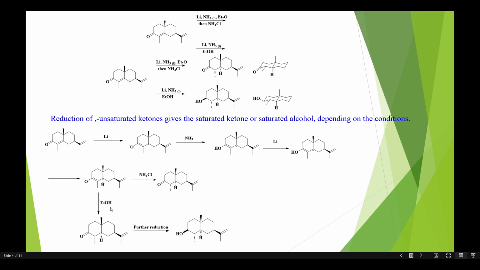But if you don't have any proton source, then the enolate won't convert to the keto, because the negative charge is more stable on oxygen and not stable on carbon, so it can be reduced again further. When you quench the reaction with ammonium chloride, it will take a proton and convert to the corresponding keto. But if you have a proton source, it will convert to the keto first, then further reduction will happen, and from that reduction you will get the corresponding alcohol product.